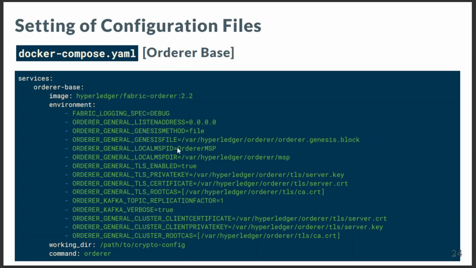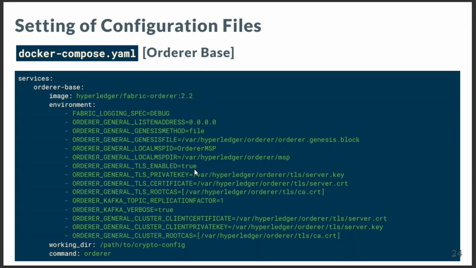Then we have the local MSP ID, that is the membership service provider's ID, the orderer ID, OrdererMSP. You remember that in crypto-config.yaml we mentioned the name and the ID. That same ID is mentioned here, OrdererMSP. Orderer general local MSP directory is of course the directory where the crypto config files, certificates and keys are stored for the MSP.